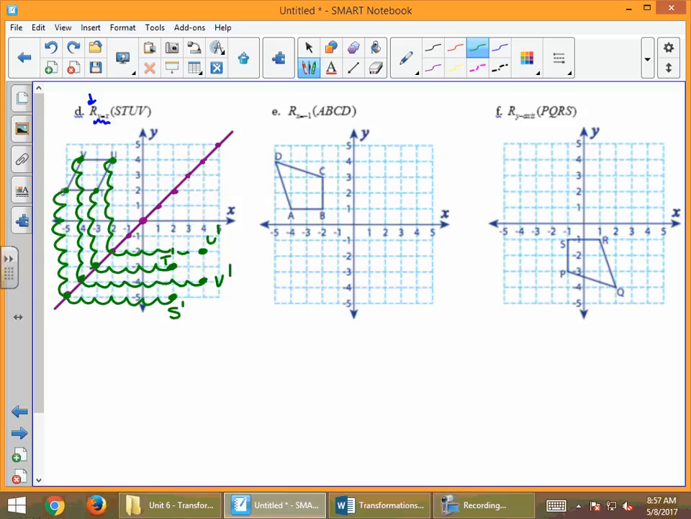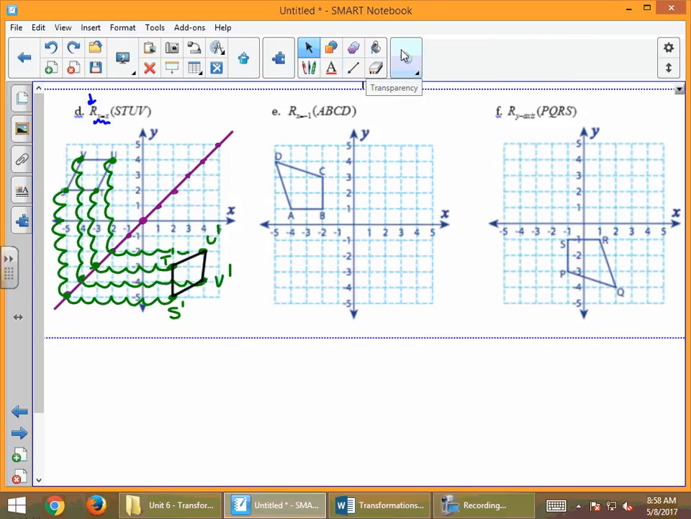And I know there's all those squiggle marks, but when you connect, it looks something like this. So if you were to fold on that purple line, that slanted purple line, those images should match up perfectly. It's a little different when it's slanted, but all you're doing is really just counting.